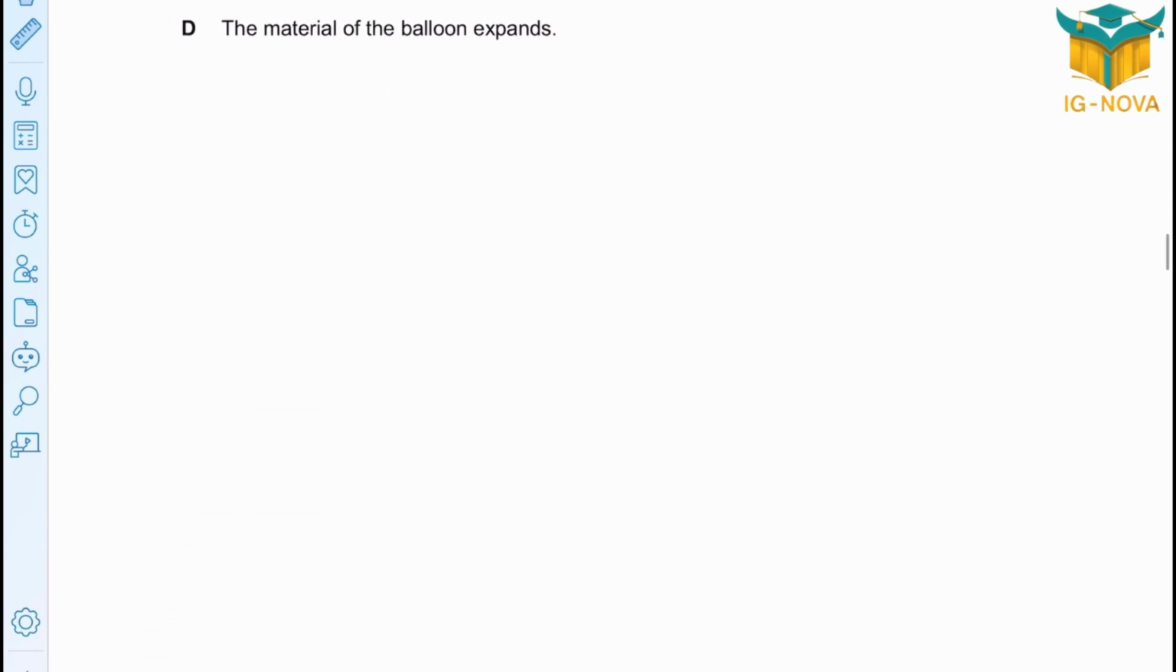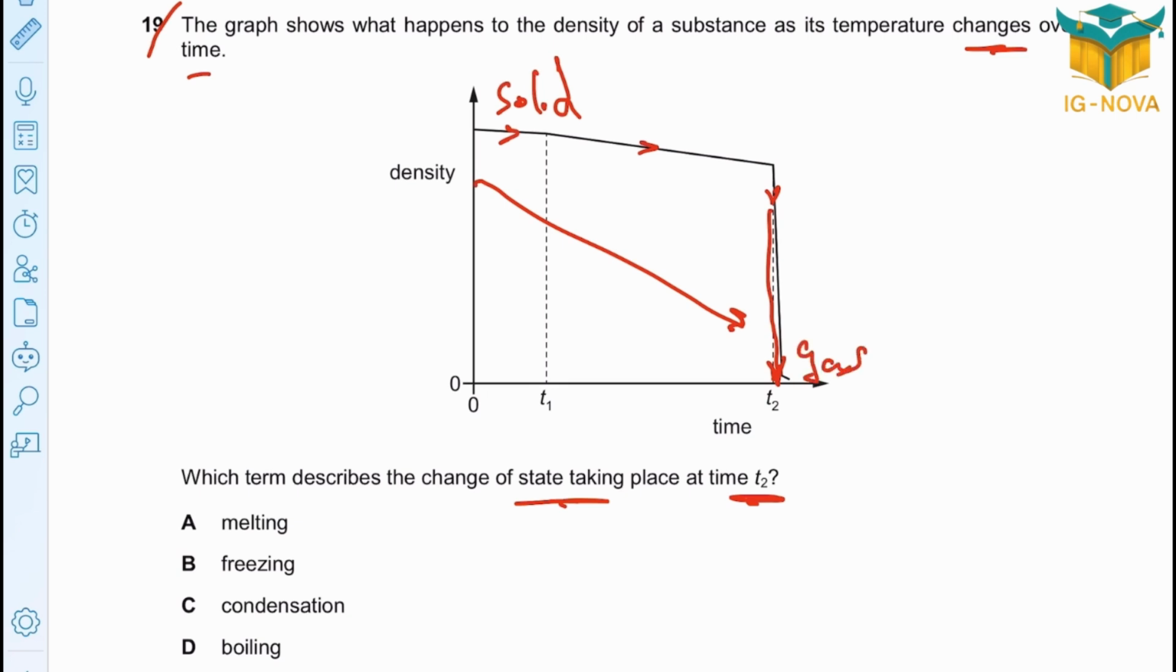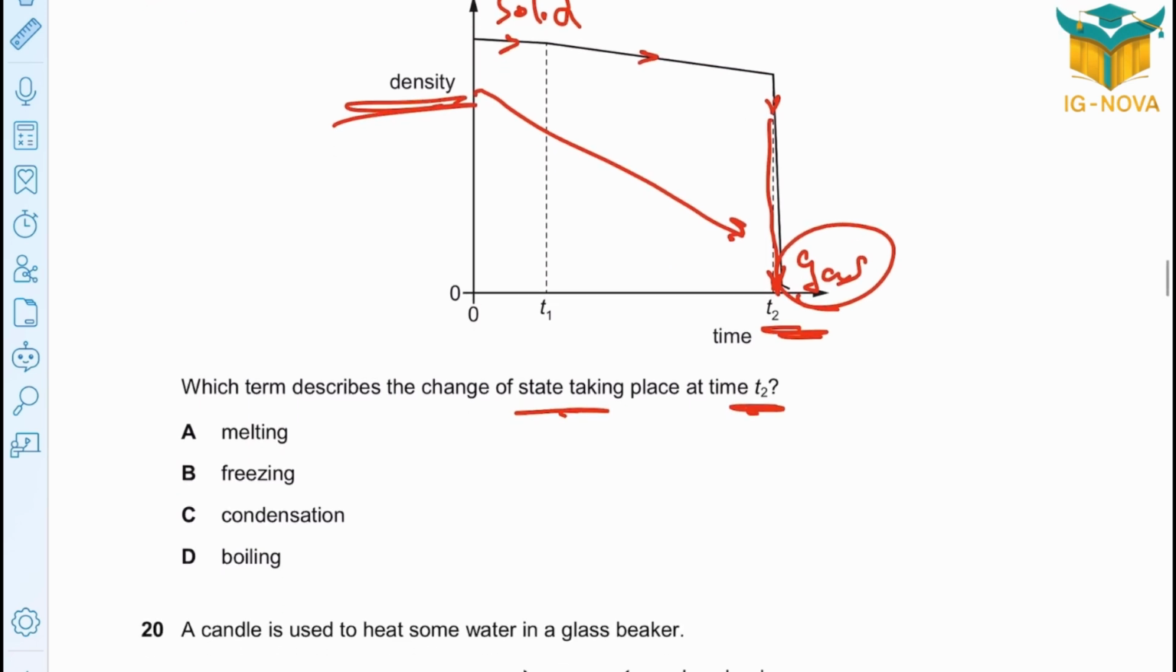For question 19, the graph shows what happens to the density of a substance as its temperature changes over time. Which term describes the change of state taking place at T2? At T2, let's start from the beginning of this graph. The density here decreases and then drops to the least amount. The least density must be from liquid to gas. At T2, it must be gas because it has approximately the least density. So which term describes the change of state taking place at T2? It's not melting, not freezing. The thing resulting in gas is boiling. So the correct option is D.